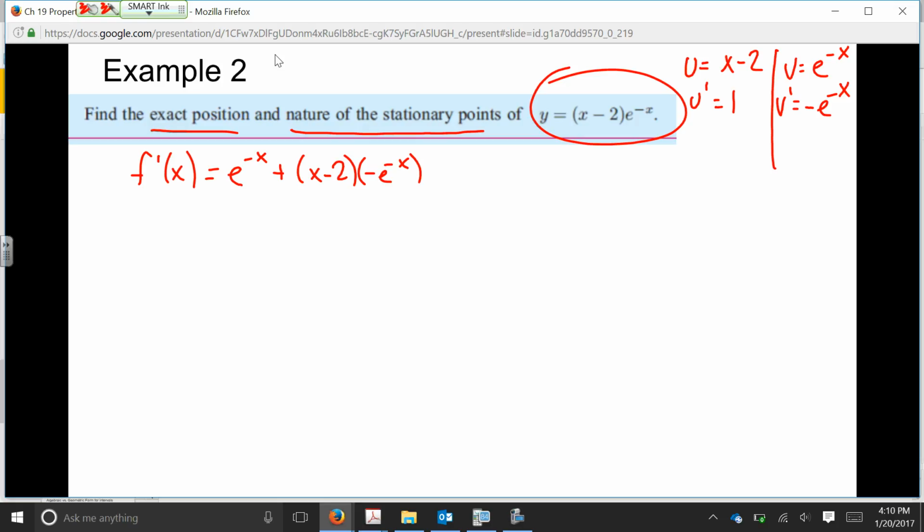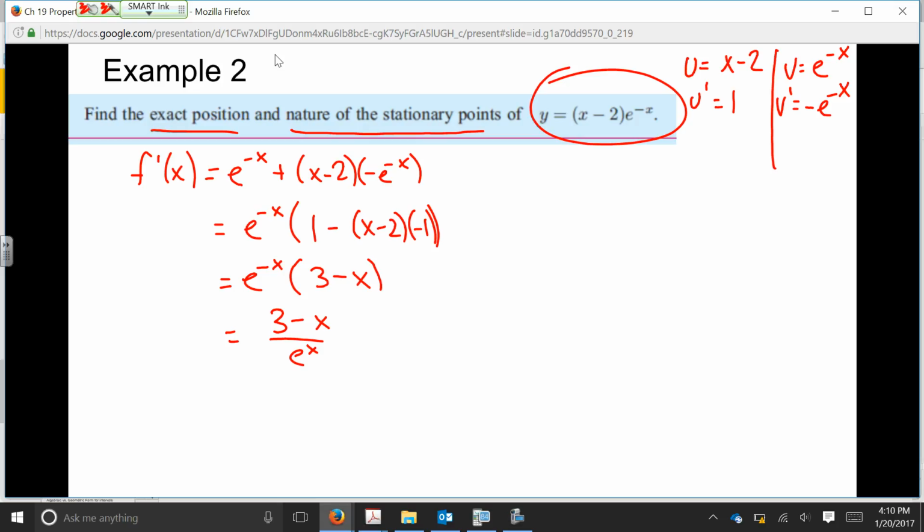If I wanted to do a little bit of simplifying here, I could pull out an e to the negative x. Now I have 1 minus, I still have that negative over there, x minus 2 times negative 1. And that ends up becoming e to the negative x of 3 minus x, or 3 minus x over e to the x. Now, we care when this is going to be equal to 0, so I'm really looking at 0 equals 3 minus x, or x equals 3.